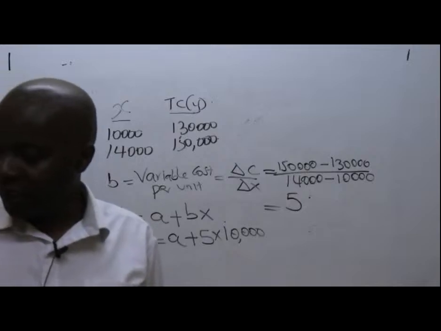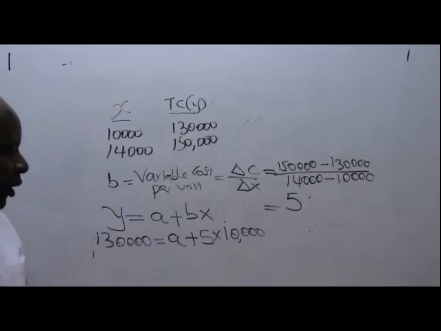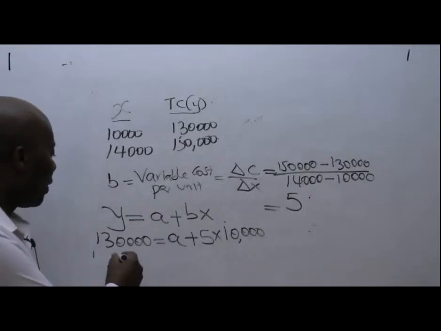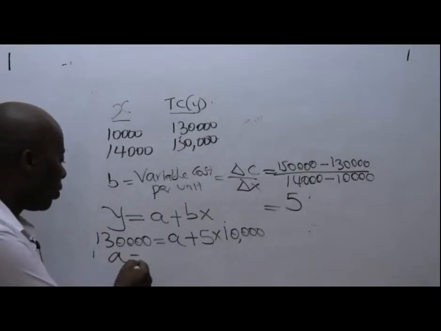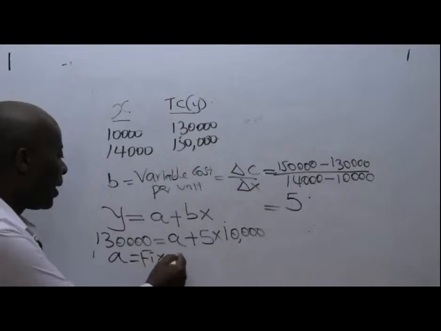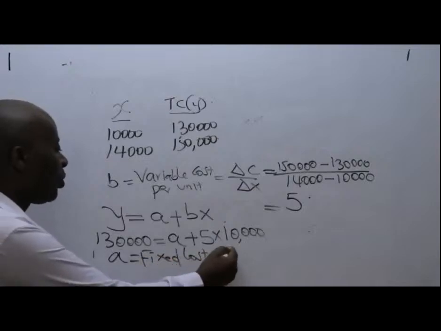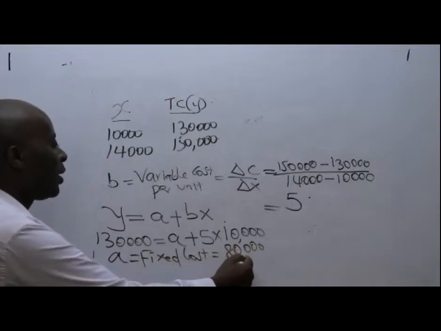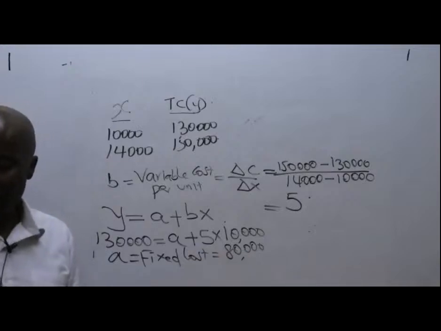So kindly give us A. A will be 130,000 minus 50,000, because when it crosses over 50,000 it becomes negative. And I can see a good student here called Mumo giving me 80,000. So A is my fixed cost, which equals 80,000.